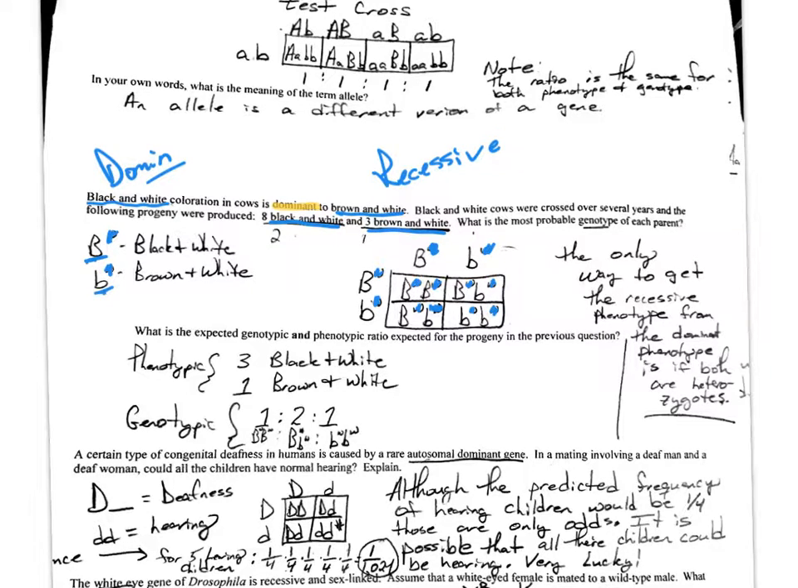There is no way they could have any brown and white children unless both of them were heterozygous. Does that make sense? Because they both have to have a little b to give in order to get a recessive progeny. Does that make sense? So that's why, and I explain it here, right?